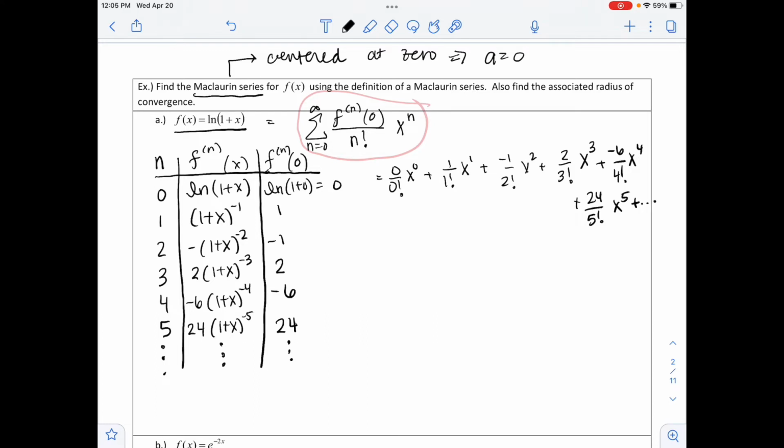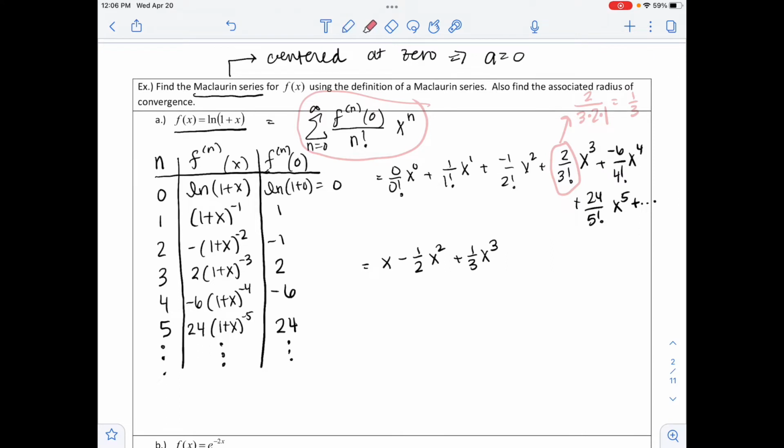So simplifying this, the first term would just be 0, so I'm not even going to write that down. The next term would work out to be an x. The next one is going to be negative 1/2 x squared. And then the next term is going to simplify to 1/3. To see that, you can write this out, and we have 2 over 3 factorial, which is 3 times 2 times 1, or 1/3. So plus 1/3 x cubed.